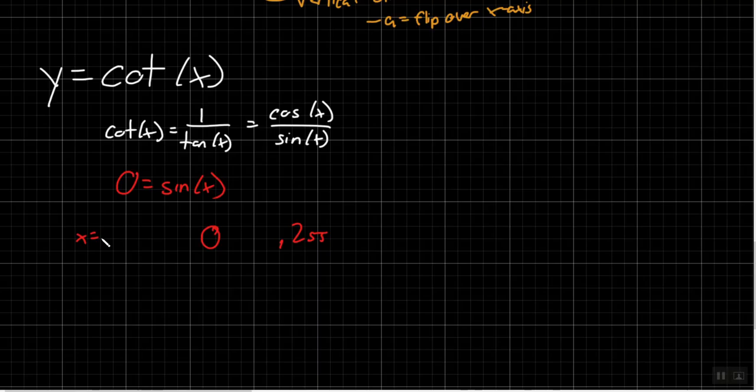Okay. Let's look on our unit circles. Yell. I want sine is 0. So that's when y is 0. So when do I have y coordinates of 0?